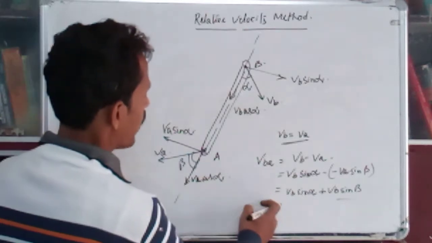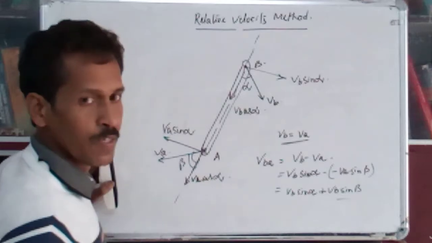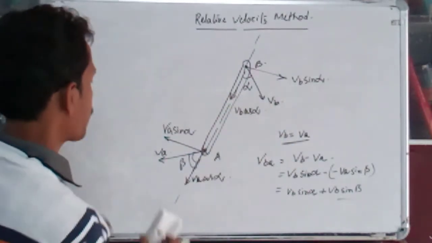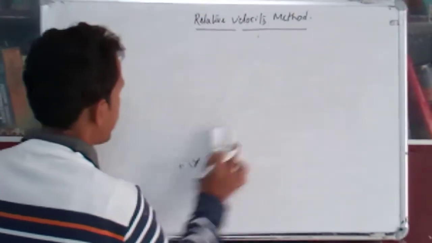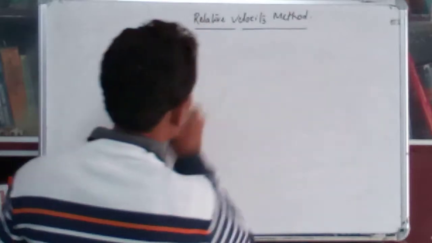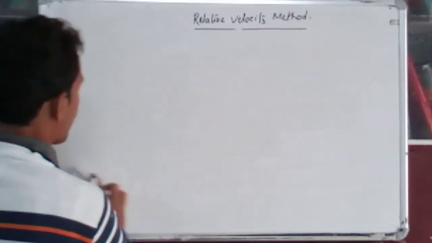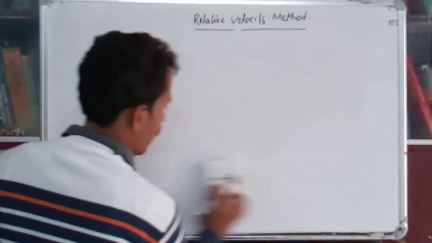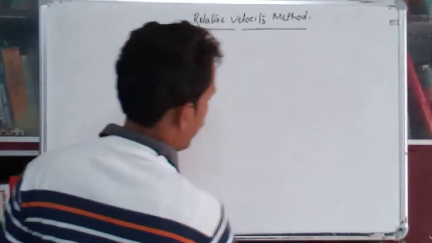Similarly we can find out the relative velocity of A with respect to B, VA minus VB. In that case there will be some relative velocity. Now using this relative velocity we will try to solve. We will use this in a 4-bar mechanism and we will find out the relative velocity or velocity of a point in a particular link with respect to another point.